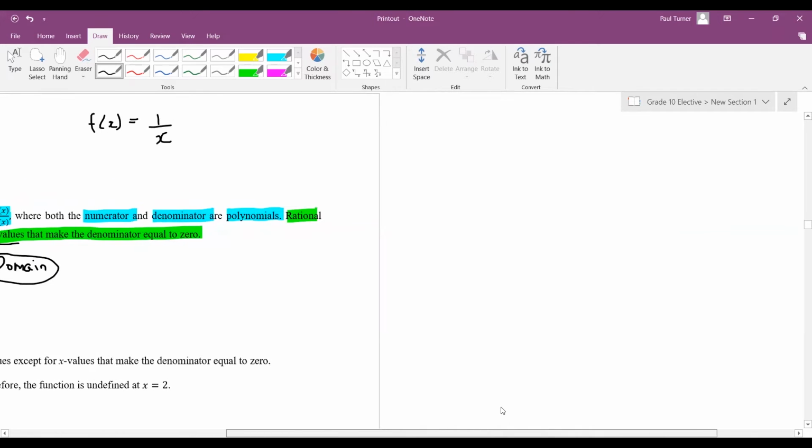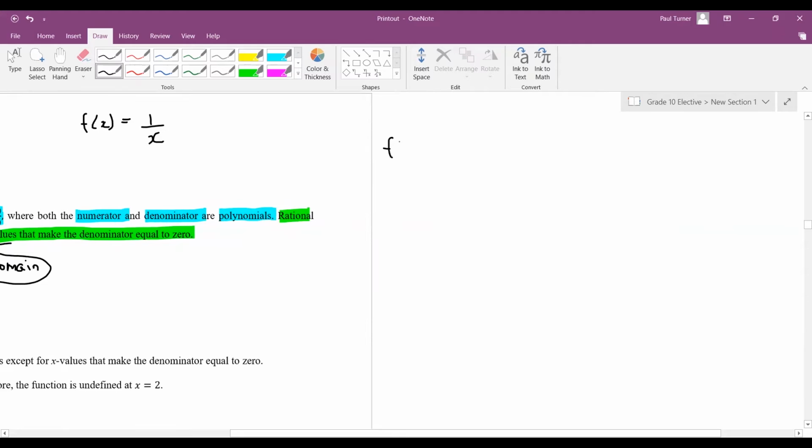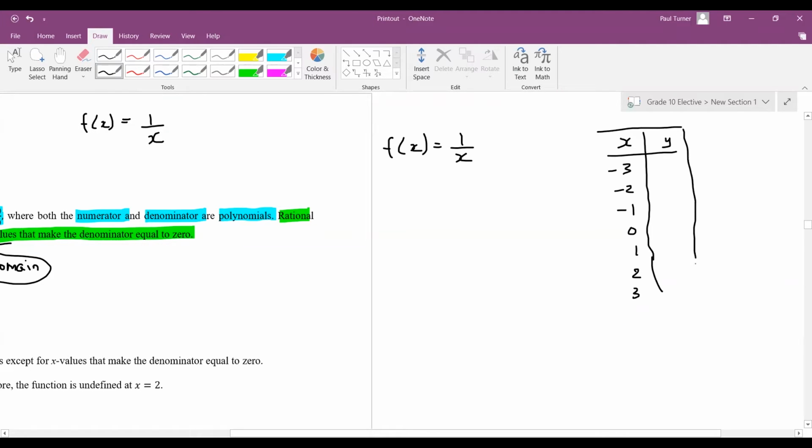Let's draw that out. So f(x) equals 1 on x. Okay, so if we were going to graph this, we would need a set of numbers, x and y. And let's make some numbers, like -3, -2, -1, 0, 1, 2, 3. You can copy this somewhere in your tablet somewhere or on paper. So this would be a basic rational function.